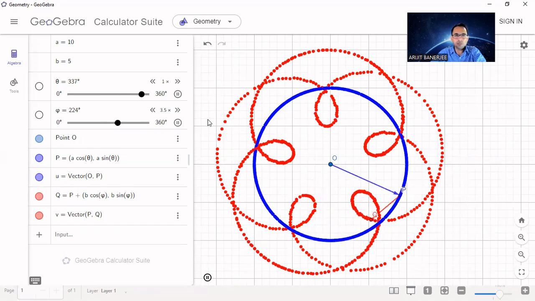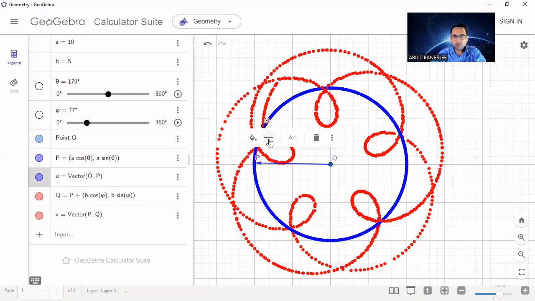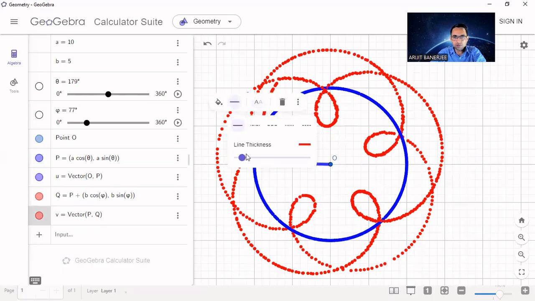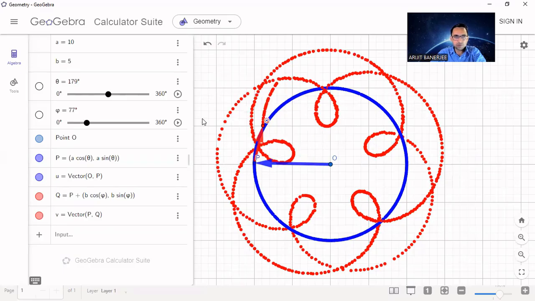Now another thing that I will show you in this video is how to set the thickness of these vectors. So simply I will click on the vector and then you can select from here. So thickness can be changed. As you can see, the thickness of the vector can be changed. So you can see the rotations.